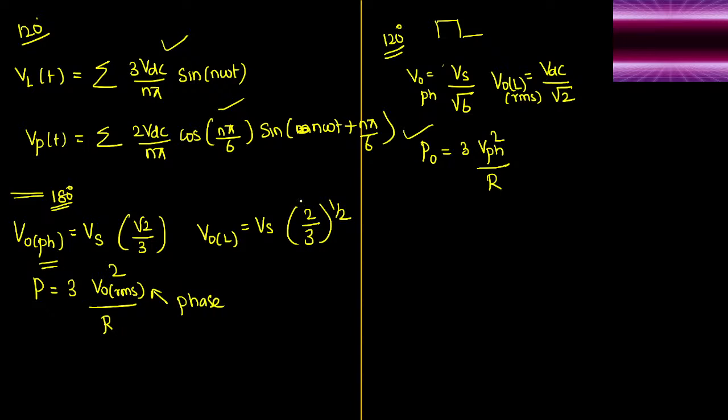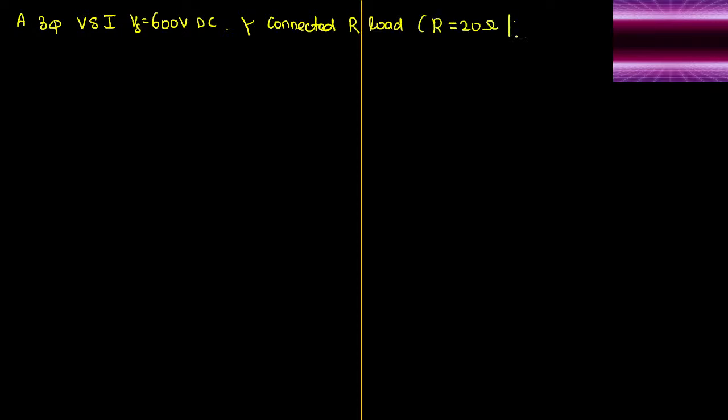See, let me bring the next question. A three-phase voltage source inverter is supplied from 600 volts DC. Supply voltage they have given is 600 volts DC. Now the question is, as usual, the output is star connected resistive load, whereas the value of resistance in each phase is 20 ohm per phase. It is given.